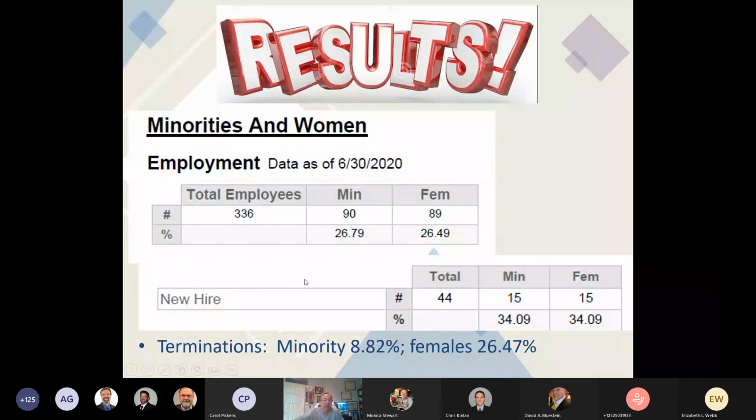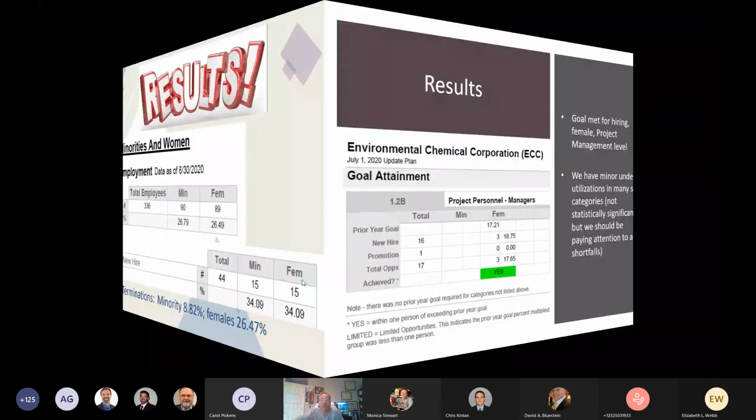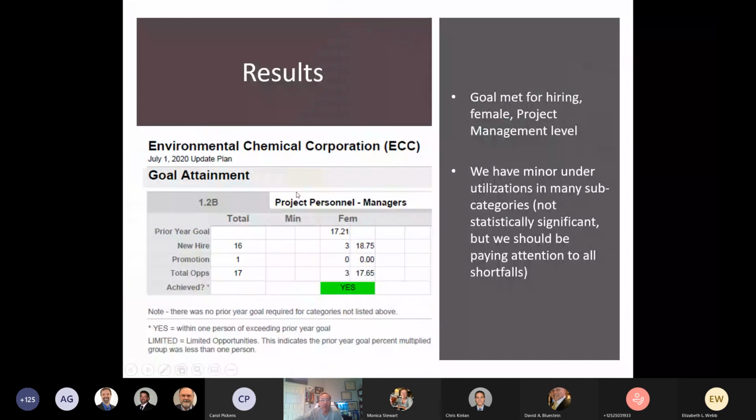Okay, we did have one goal from an underutilization shortfall for last year, and that was with regards to females in the project management area. The shortfall, again, was statistically not terribly significant because, again, one or two hires could make the difference between whether there's a perceived shortfall or not. In this particular case, we set the goal for new hires and promotions, and we met that goal. There wasn't a prior year goal, but this was the only goal that we were required to have based on prior year underutilizations.